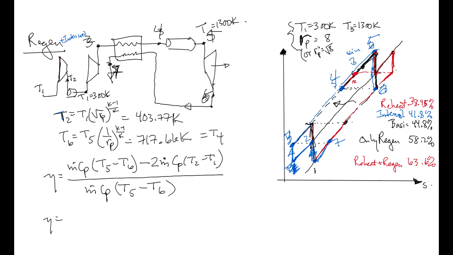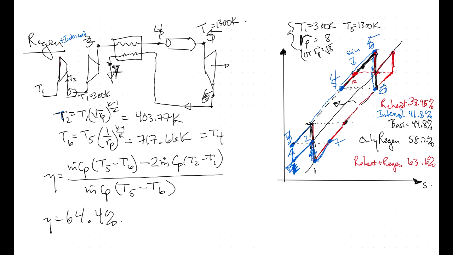I don't have it. So here, let's just punch it in. So T5 minus T6, so max temperature, 1300 minus T6, 717.66, minus 2 times (T2 minus T1), 403.77 minus 300, and divided by T5 minus T6, 1300 minus 717.66. I get an efficiency of 64.4%, 0.36. A little bit better.